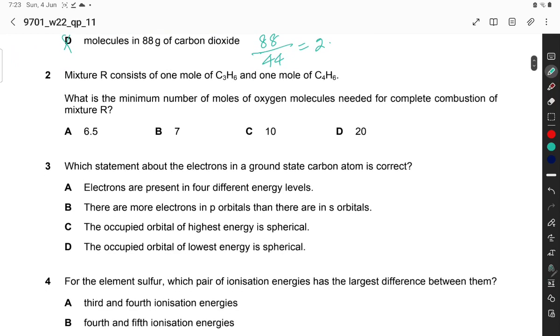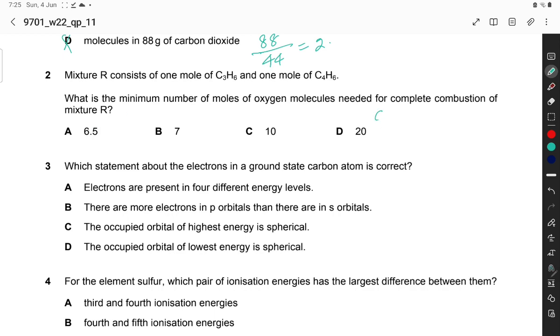Question number 2. A mixture contains 1 mole of C3H6 and 1 mole of C4H6. What is the minimum number of moles of oxygen molecules needed for the complete combustion of mixture R?